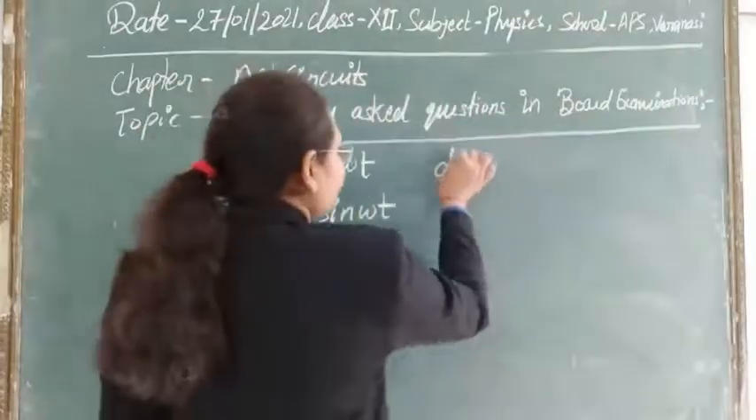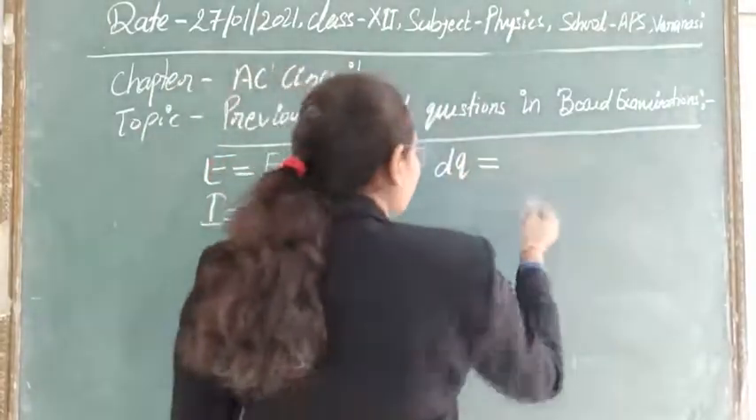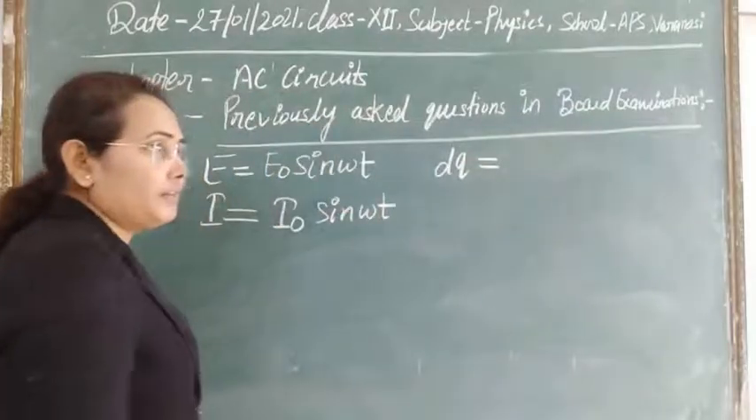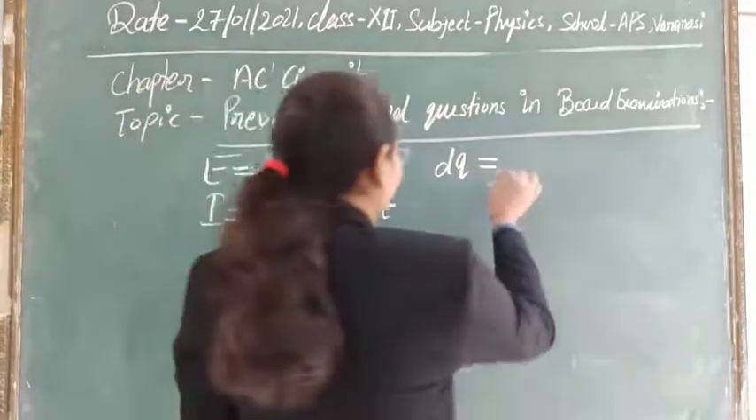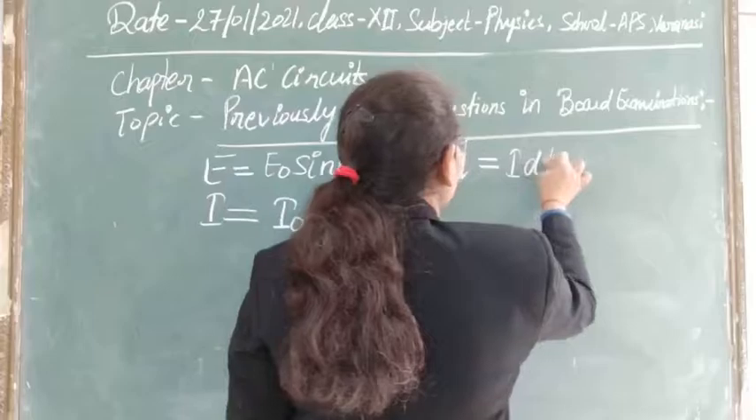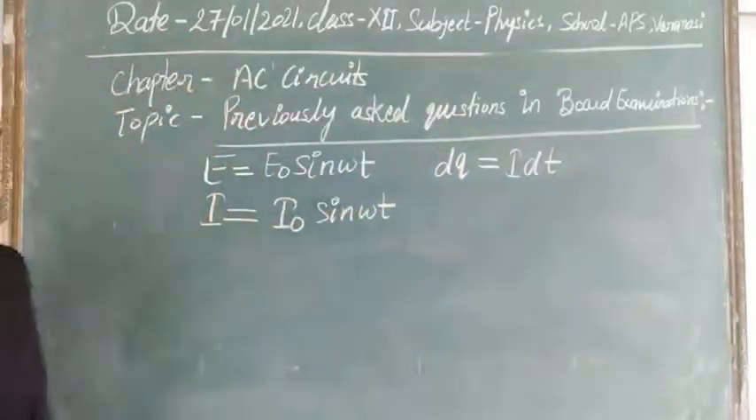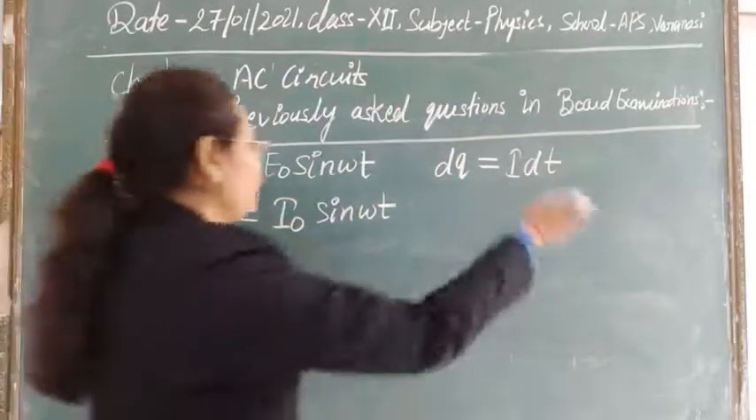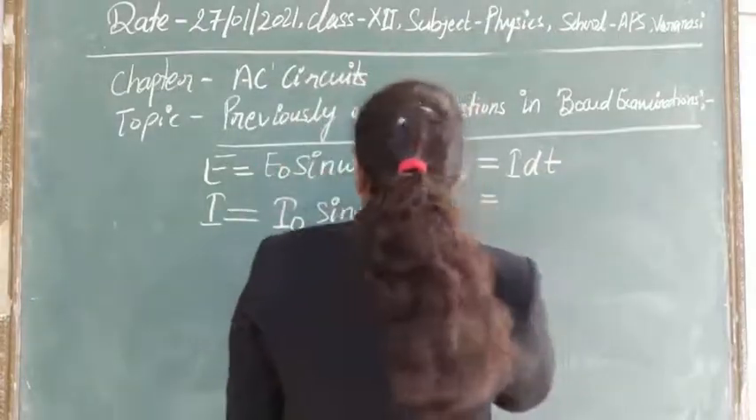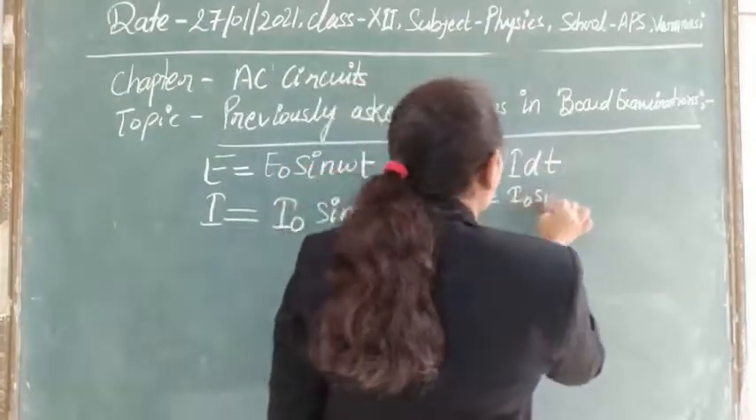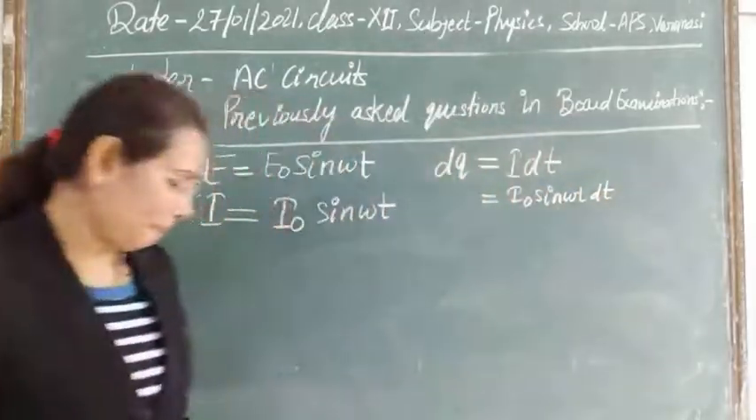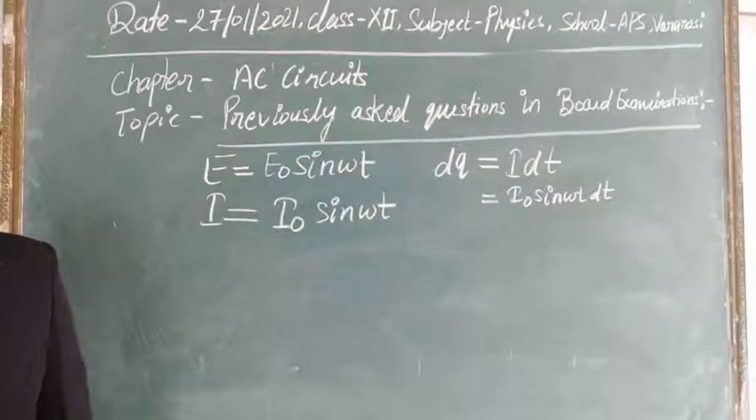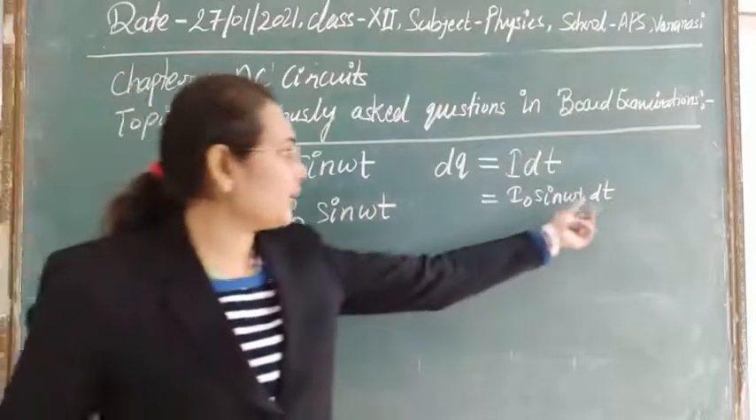As you know, suppose that in dt time, dq charge is sent over the cycle. If current I is flowing in the circuit, then dq is equal to I dt. Now we can use the value of I here. The value of I is I0 sin omega t, so dq is I0 sin omega t dt. This is the charge sent in the time dt.